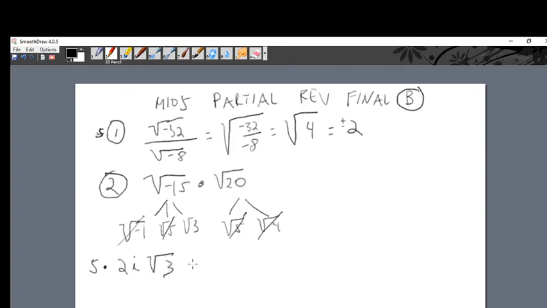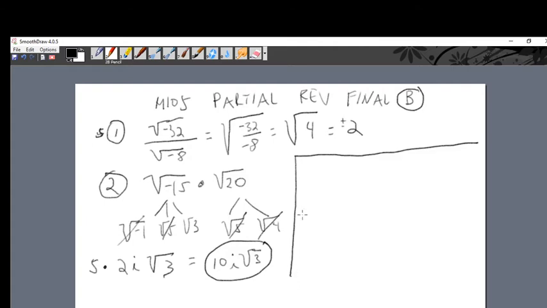What do I have? What's the finishing touch to this? 5 times 2i is 10i, square root of 3. Problem over. This thing is done. Okay, number 2 is done. Let's do number 3 right next door before we move the paper up. I don't have to move the paper up yet.